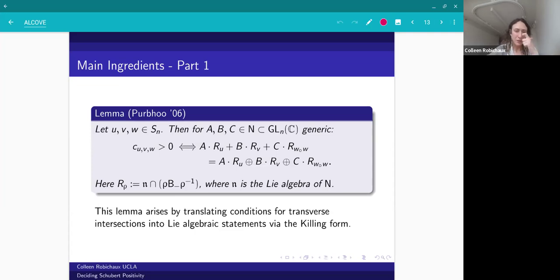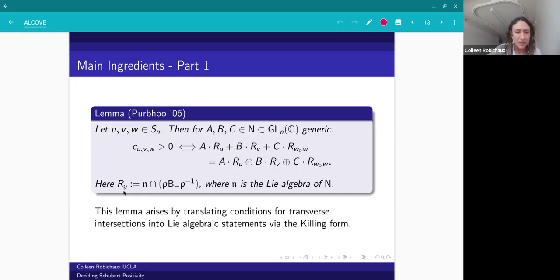And for our argument, we're really using two main ingredients. The first is a lemma of Kevin's that appeared in his work, where he was interested in investigating this Schubert vanishing problem. He has this lemma saying that my Schubert structure coefficient is going to be positive if and only if this technical-looking sum of vector spaces is actually a direct sum, where these come from the tangent spaces of these Schubert intersections.